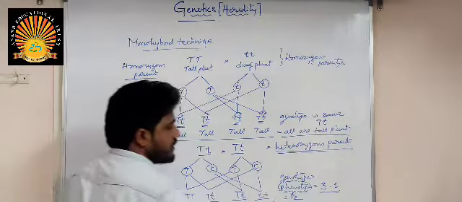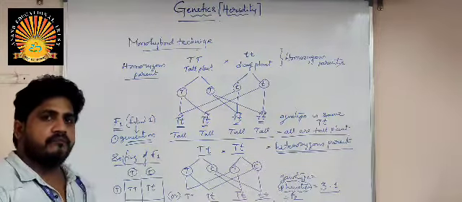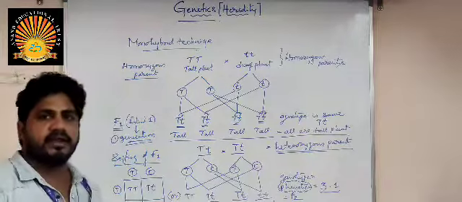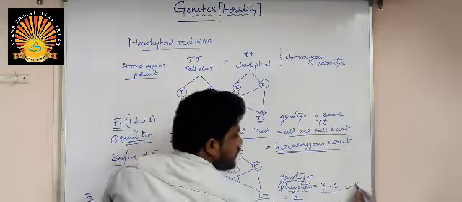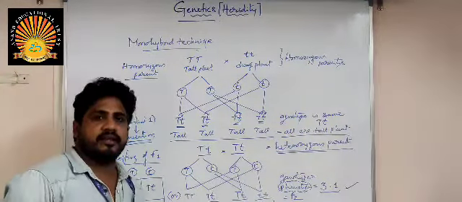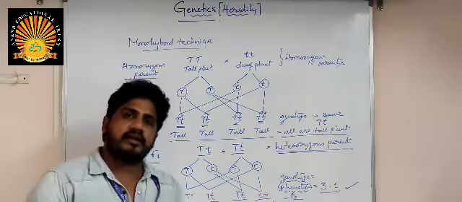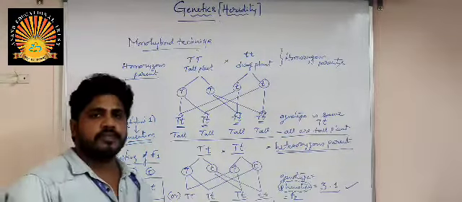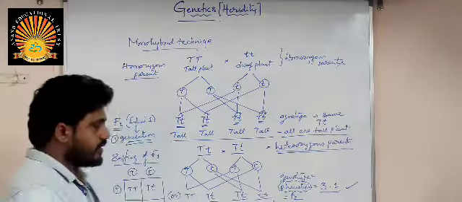In a multiple choice question, they will ask you, what is the phenotypic ratio of a monohybrid cross of Mendel's genetics or inheritance? The answer will be 3:1, not 1:3. Why? Because the dominant character here is tall. First tall will come, and the recessive character, the lesser character, will come second. You should not assume that 1:3 will be the answer. Never. 3:1 will be the answer.